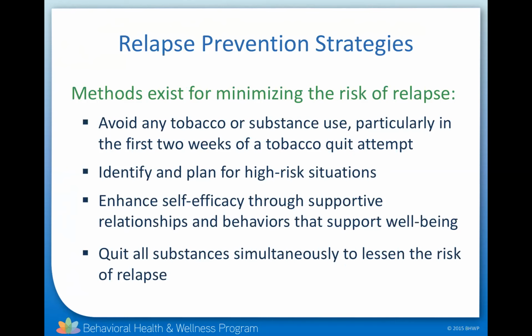Another important point is to enhance self-efficacy through supportive relationships and behaviors that support well-being. So basically empowering that person to trust and believe in themselves, to get them to identify the tools and supports that are going to help them as they continue with their quit attempt and to avoid relapse. So, you know, get them talking about what has worked in the past, and who they think they can rely on, for example. And this has been something I've been stressing throughout the webinar today, but we do want to quit all substances simultaneously, and that will lessen the risk of relapse for any one of them or all of them collectively.